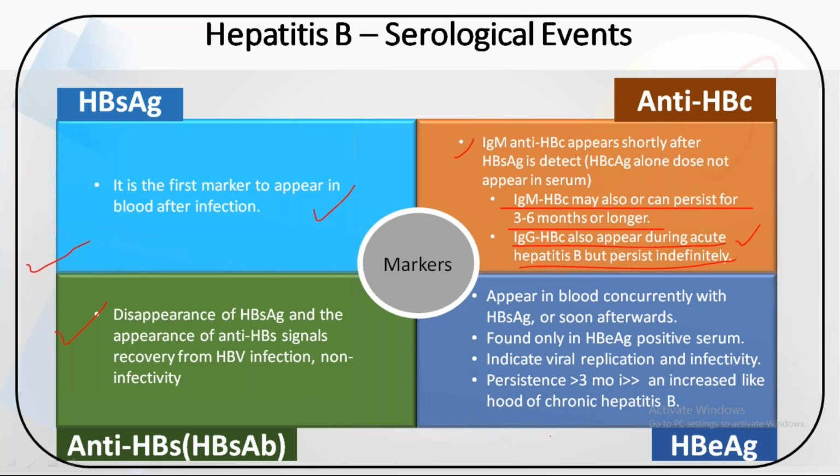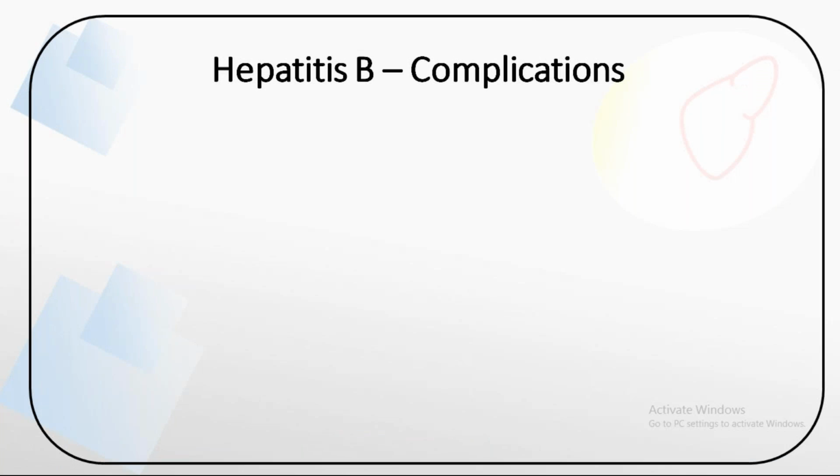What about HBe antigen? It appears concurrently with HBs antigen. It may appear only in HBe antigen-positive serum, not always. But if it's present, it indicates viral replication and high infectivity. If it persists beyond 3 months, there is an increased likelihood of chronic hepatitis. It should disappear before 3 months. Persistence of HBe antigen is a very, very bad sign. So these are the things you have to understand in a nutshell.